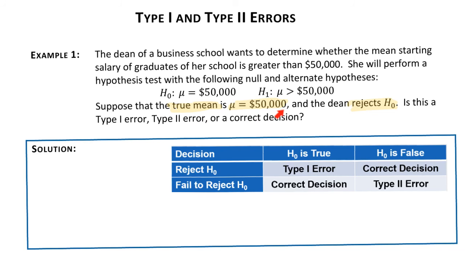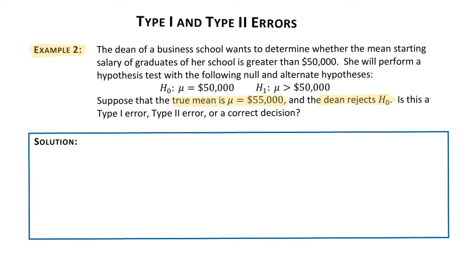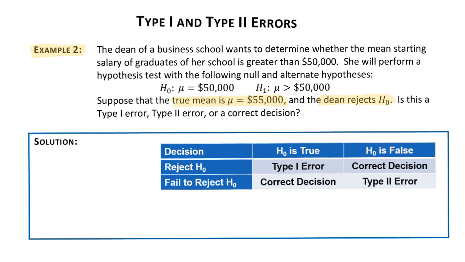Here the true mean is 50,000 and the dean rejects the null hypothesis. So this is a type 1 error. Example 2 is similar to the previous question, but here the true mean is 55,000 and the dean rejects the null hypothesis. Is this a type 1 error, type 2 error or correct decision? Here the true mean is 55,000, so the null hypothesis is false. Because the dean rejects the null hypothesis, this is a correct decision.